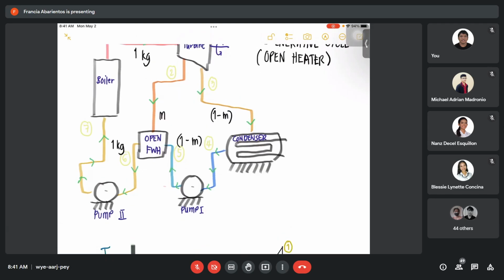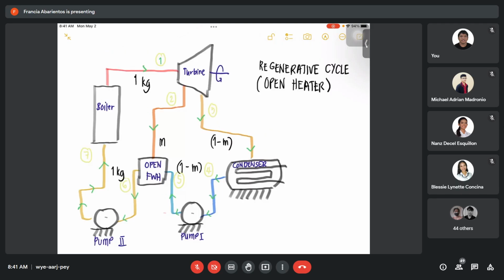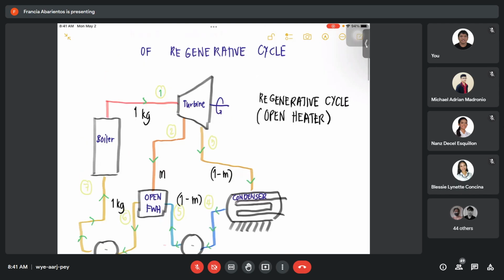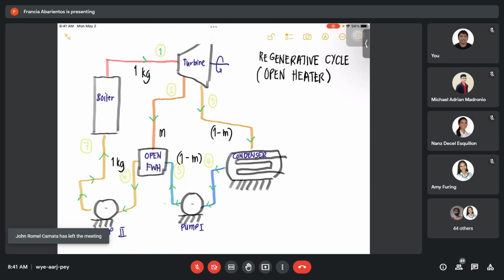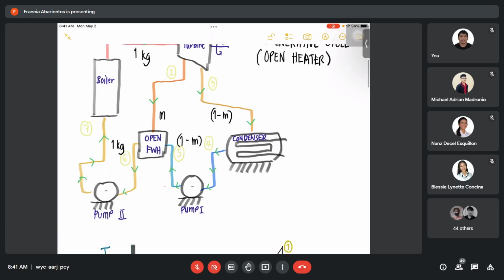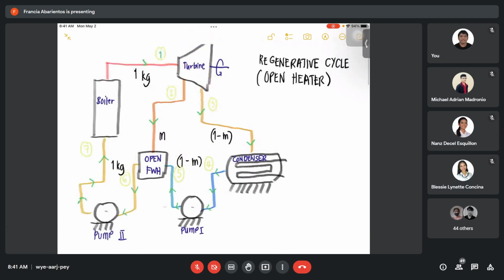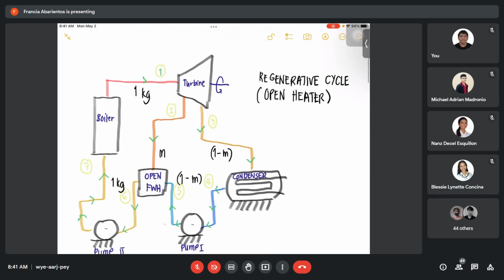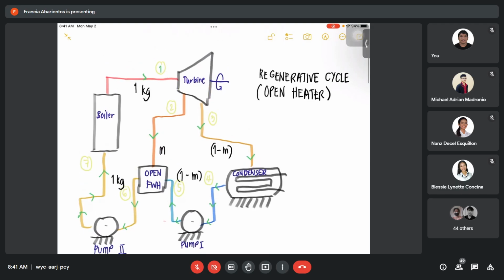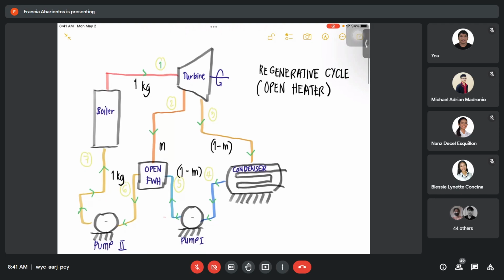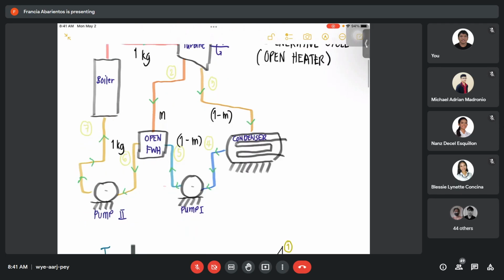So sa feed water, since this is an open feed water, magmi-mix ulit yung na-extract nating mass sa turbine. Okay? Magmi-mix ulit sila dito sa open feed water, so balik ulit siya sa 1 kilogram. Considering na 1 kilogram mass yung mass natin. Okay? And going back to the boiler. So, dapat alam niyo na yung processes natin dito ha. Or energy balance during the cycle.